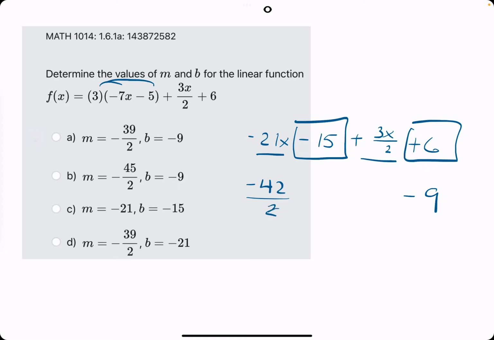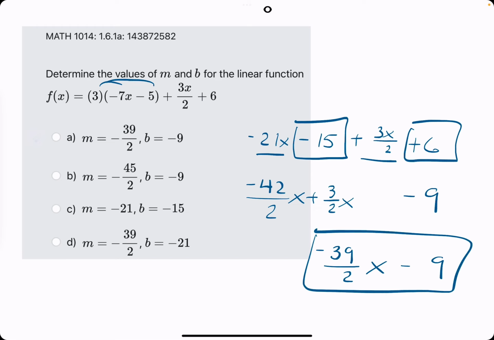So negative 42 divided by 2 is negative 21. But now we have it in a form where we can easily add these two x values together, right? So negative 42 plus 3 is negative 39. And we leave that over 2, and we leave the x, and we leave the minus 9, and we should be done. So we're looking for a negative 39 over 2 and a negative 9 for m and b respectively.